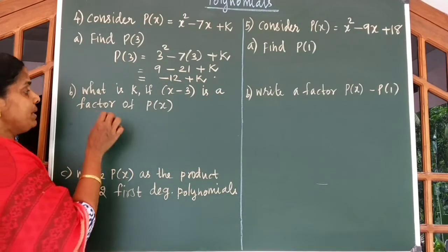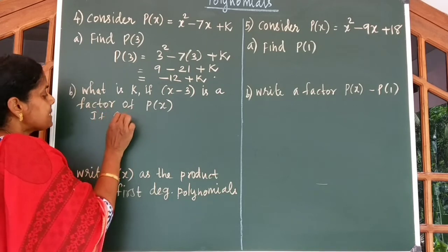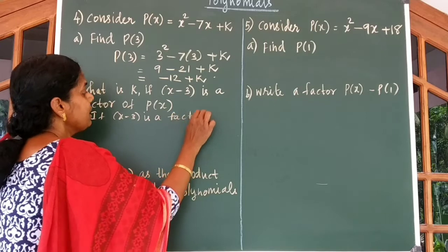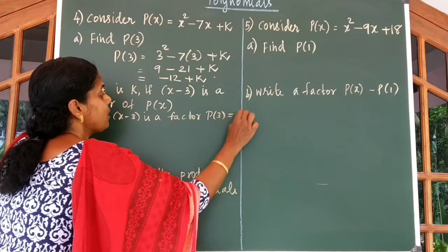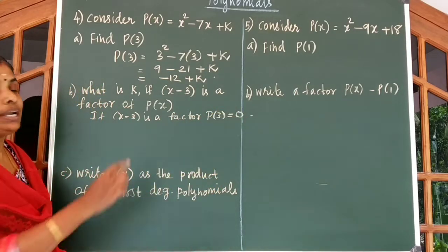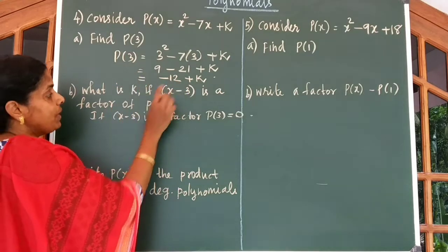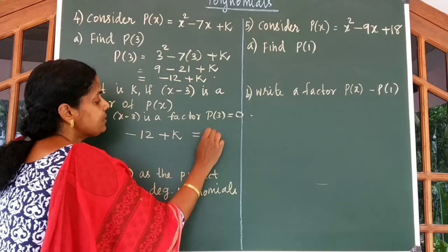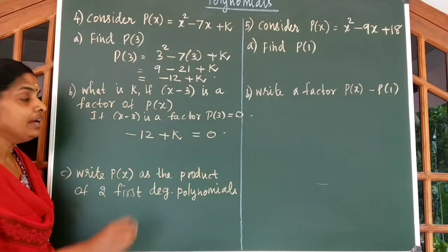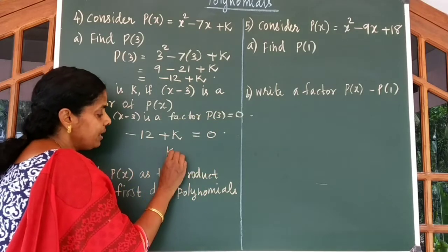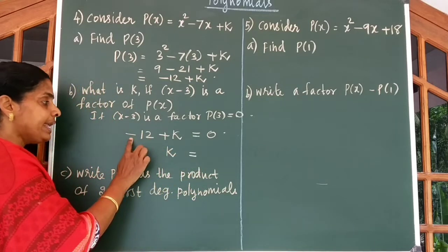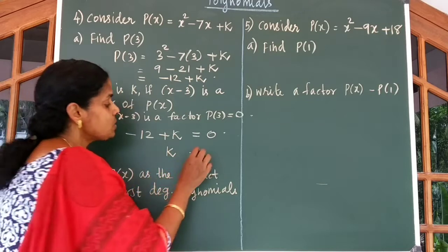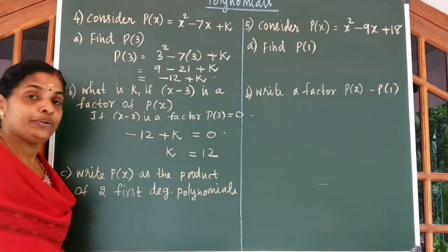Okay, let me write. If x minus 3 is a factor, p of 3 is equal to 0. Now what is p of 3 for us? We got minus 12 plus k. Equate it to 0. Okay, so what is the value of k? K is equal to, take minus 12 to the other side of the equal to sign. So you get k is equal to 12.